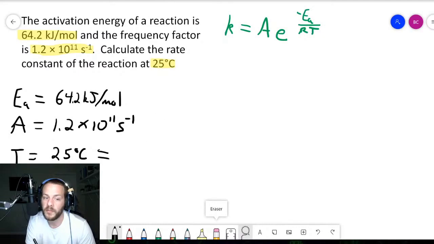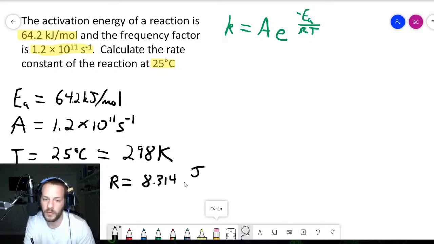So 273 plus 25, that's 298 kelvins. That's our T. Now R, that's a constant. So remember R, right? That's 8.314, and that's joules over moles times kelvins.